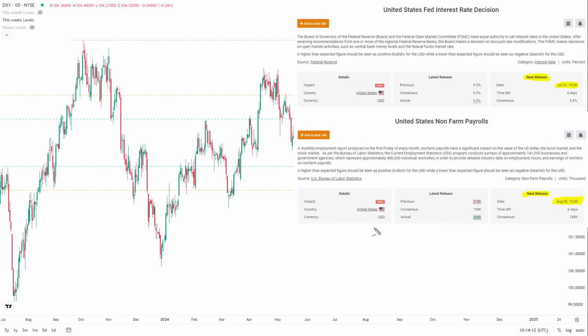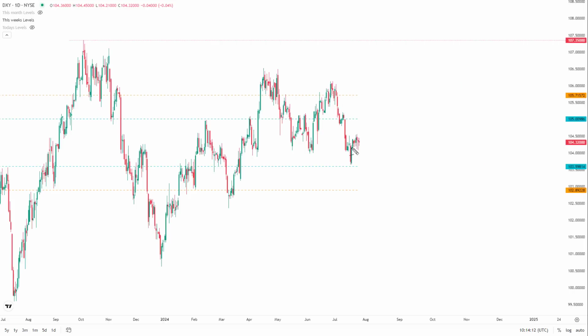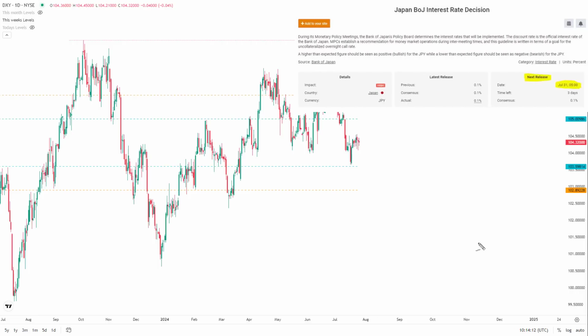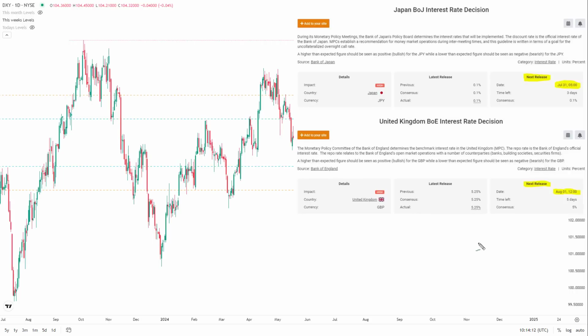Coming up this week, we've got FOMC and non-farm payrolls out of the US, and as a result, you can see the dollar has just consolidated and tightened leading into this week. So the next moves in the dollar are most likely going to be determined by these news events next week. We also have the BOJ and the Bank of England interest rates out of those countries next week.